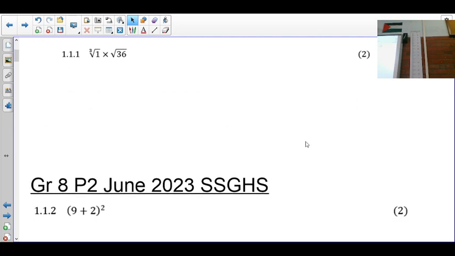Alright, so in question 1.1.1 again we are asked to simplify. What's the cube root of 1? 1, the square root of 36 is 6, and 1 times 6 is 6.